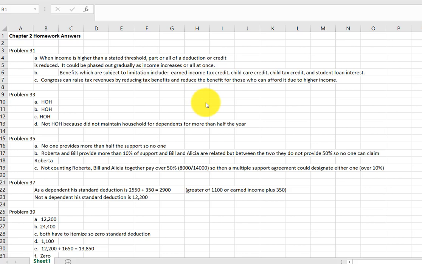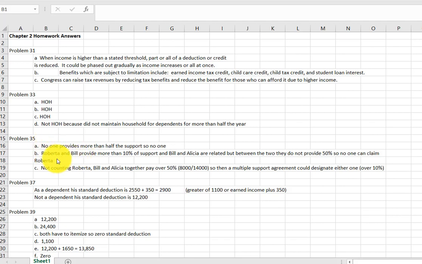So problem 35. The idea of sharing support. There's a concept of multiple support arrangements where a group provides support for someone. Who gets to take them? Who gets to claim them as a dependent? So without a multiple support agreement, no one provides over half the support, so no one gets to claim them.